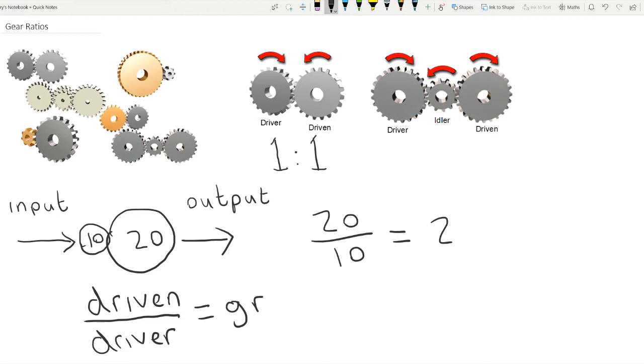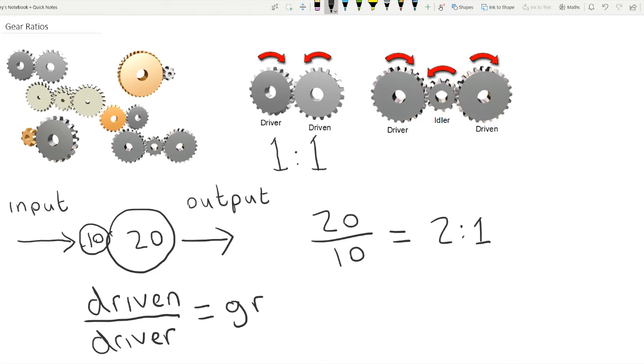Sometimes for simplicity, people write it like this, 2-to-1. But effectively, what that means is that the small gear is going twice the speed of the large gear. So for every 1 revolution of the gear with 10 teeth, this is going to do half a revolution. So this is going to be going slower.